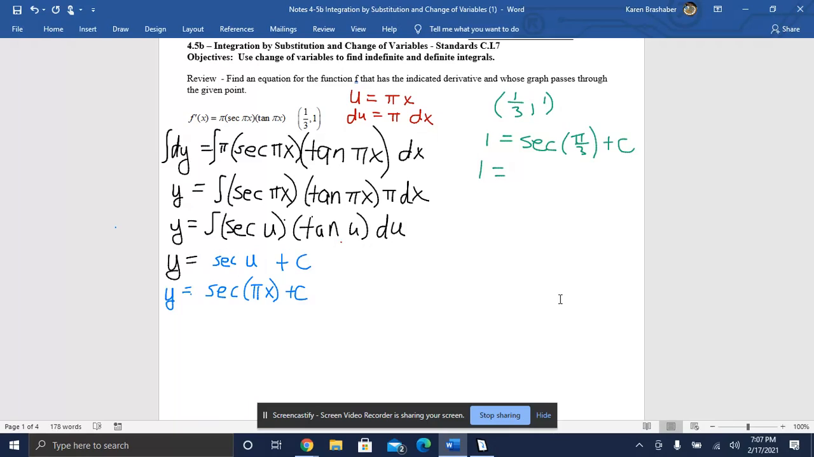Well, the secant of pi over 3, if you work with your trig, you'll find out that that is 2, and then we can subtract 2 from both sides to get -1 equals c. So your final answer, f of x, equals the secant of pi x minus 1. And there's your general solution.